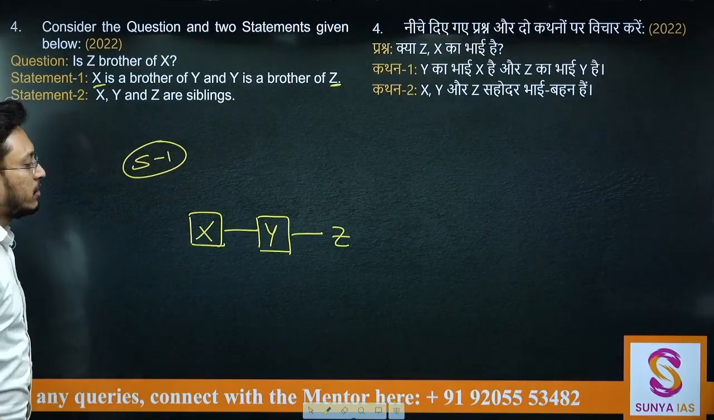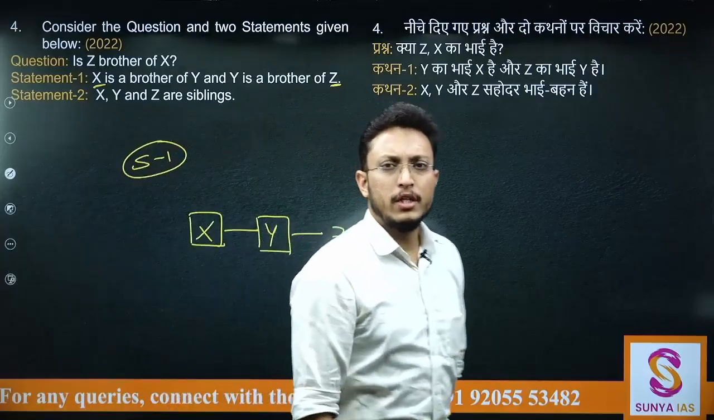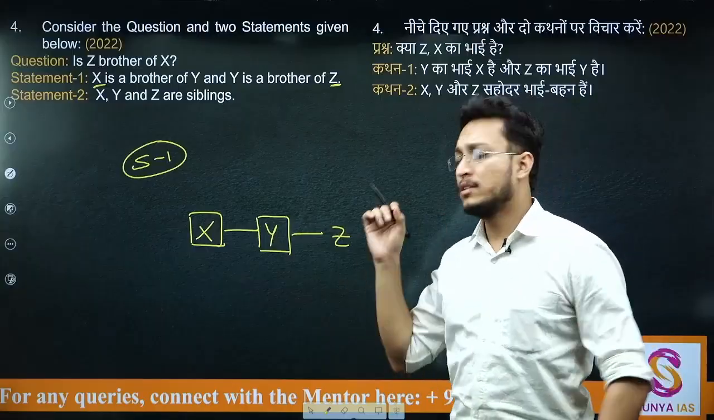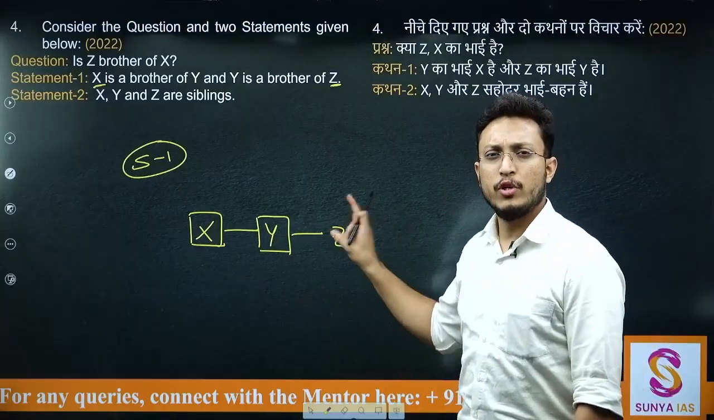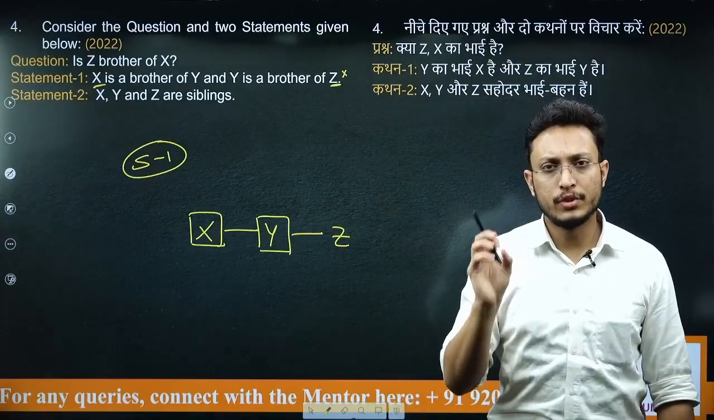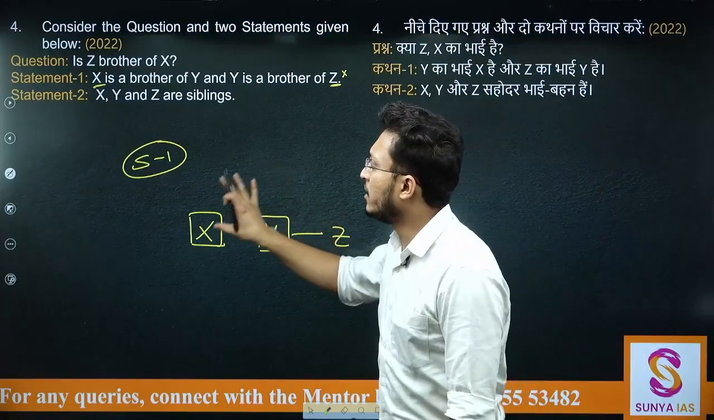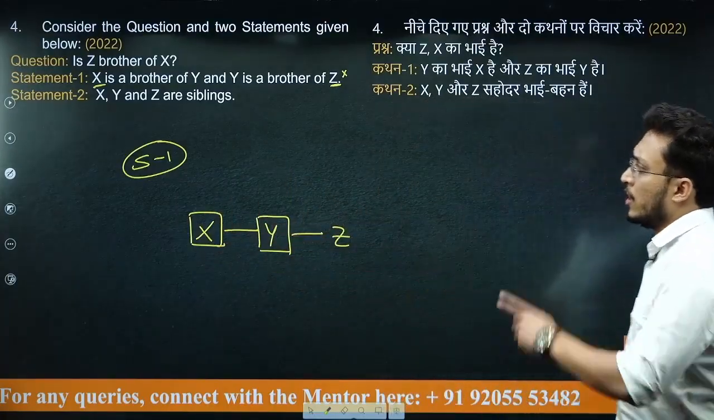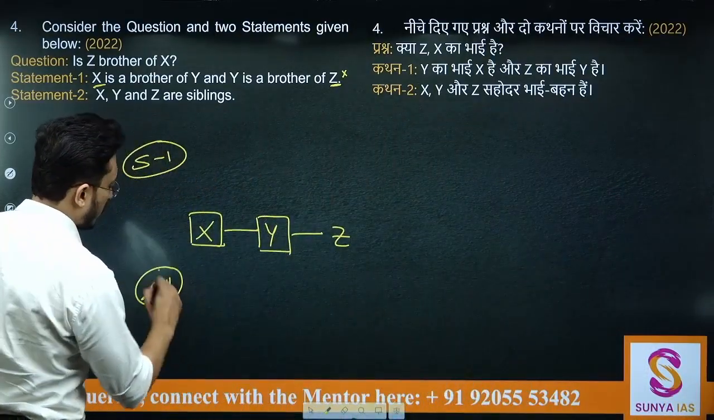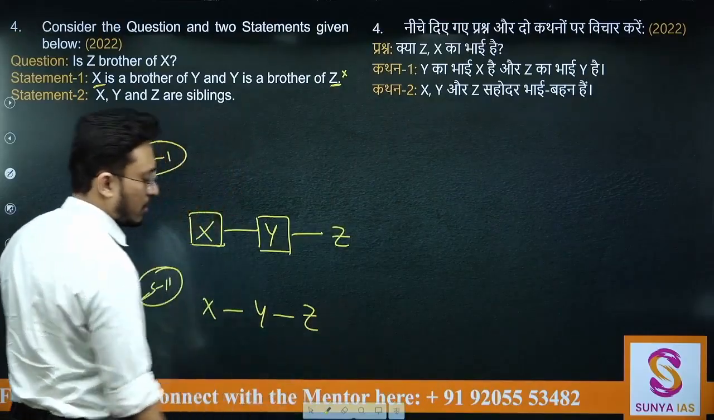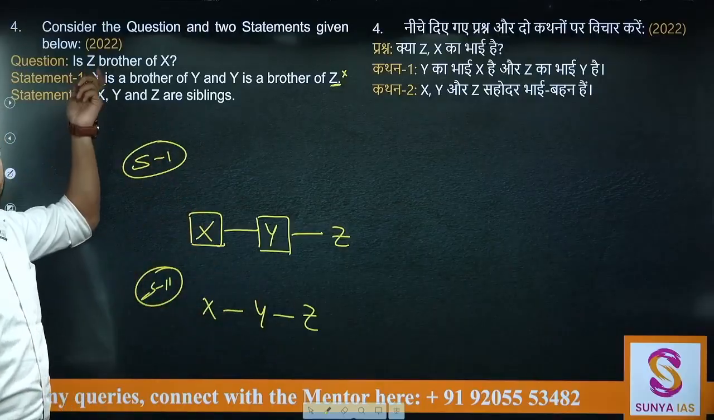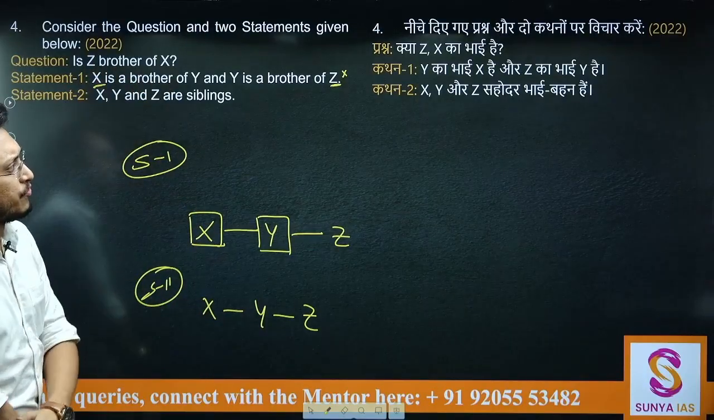Is Z the brother of X? Do I know the gender of Z? What I know from here is X, Y, Z are siblings, but we don't know whether Z is the brother or sister of X. So right now we don't know the gender of Z. So statement 1 is giving us no information regarding gender of Z. That means we cannot for certainly say that whether Z is the brother of X or not. Statement 2 again is saying X, Y, Z are siblings. So statement 2 is giving me this information, that X, Y, Z are siblings. This is what we know. We don't know the gender of Z here. Again, we cannot for sure say that whether Z is the brother of X or not.